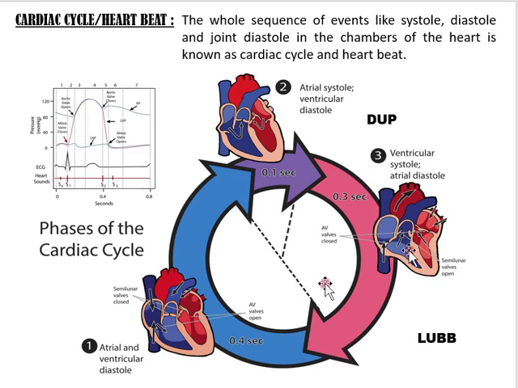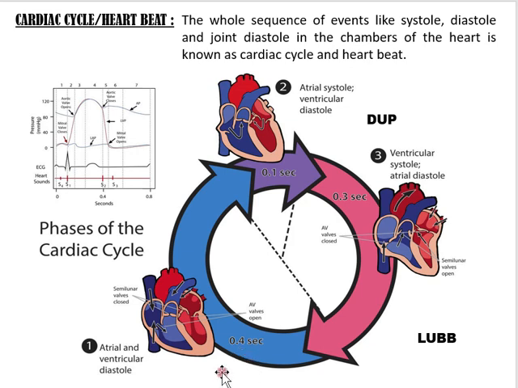And when the ventricular walls start to relax, ventricular diastole starts, and the atrial diastole is still continuing. It hasn't contracted, and this phase is known as joint diastole. Okay, atrial and ventricular diastole, or joint diastole, which is about 0.4 seconds.